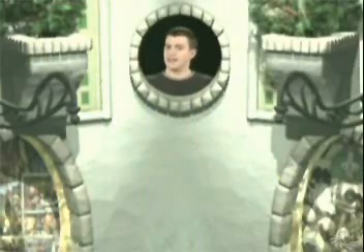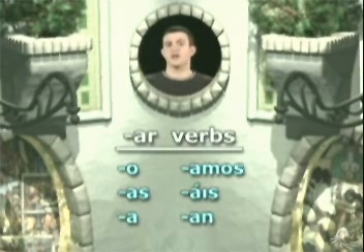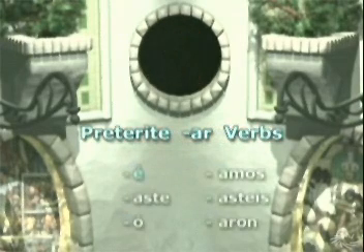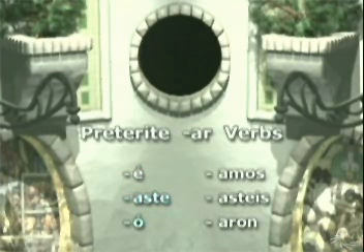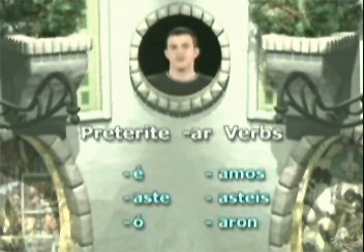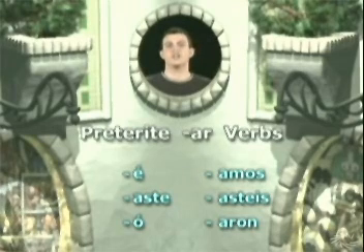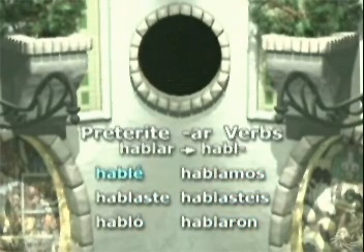Let's start by looking at the endings for AR verbs. These, as you know, are the regular endings for AR verbs in the present tense. But to conjugate a verb in the preterite tense, we use these endings. -é, -aste, -ó, -amos, -asteis, -aron. They work the same way as the other endings we've learned so far. Just knock off the infinitive ending and away you go. Check out the preterite conjugation of hablar. Hablar. Hablé, hablaste, habló, hablamos, hablasteis, hablaron.